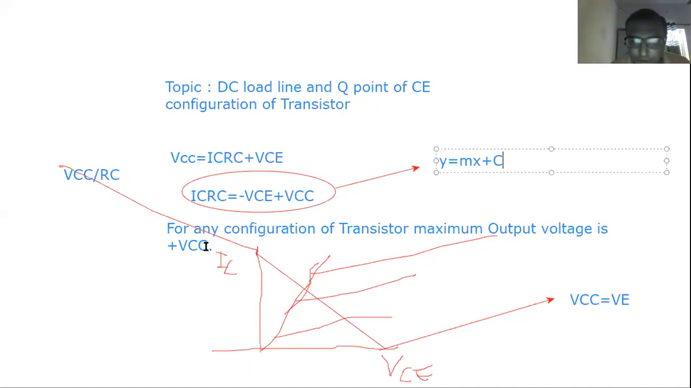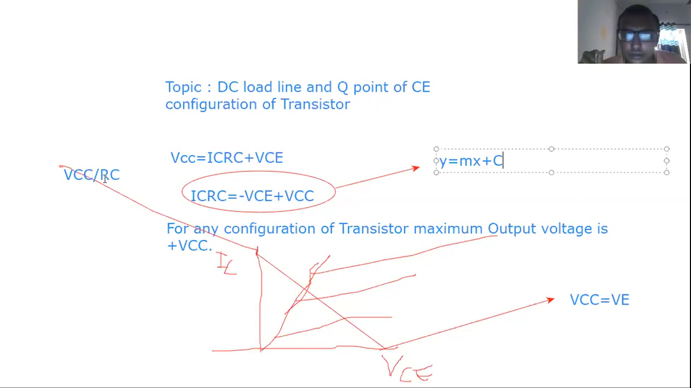That's why it is known as DC load line. See this. This is known as DC load line. VCC equal to VCE and IC equal to VCC divided by RC. So it is known as the concept of DC load line. Again, it indicates the maximum value of voltage with respect to the maximum value of current. So it is the concept of DC load line.